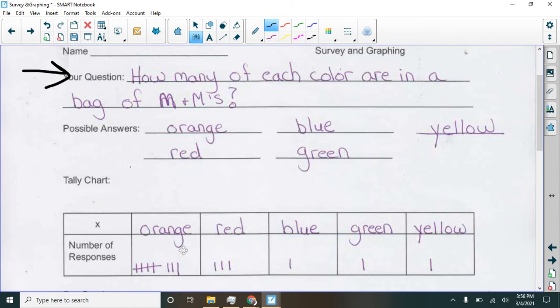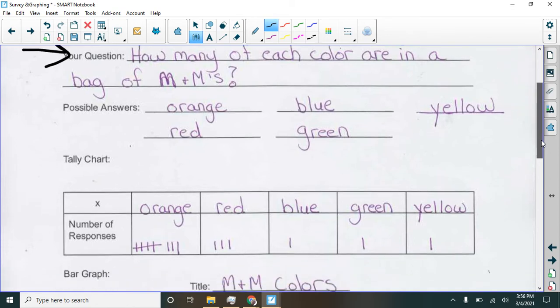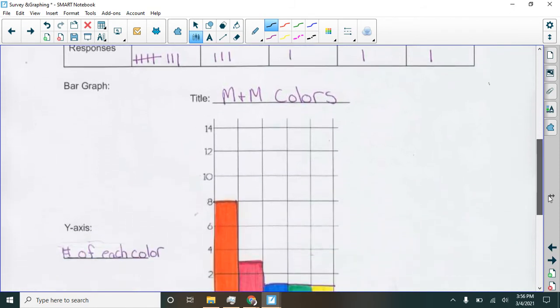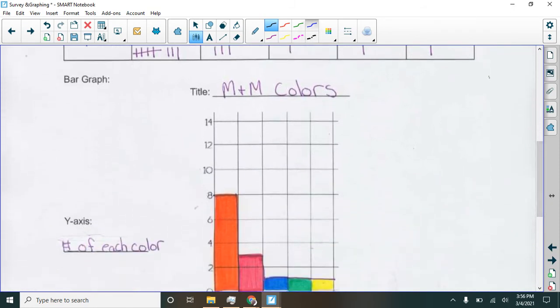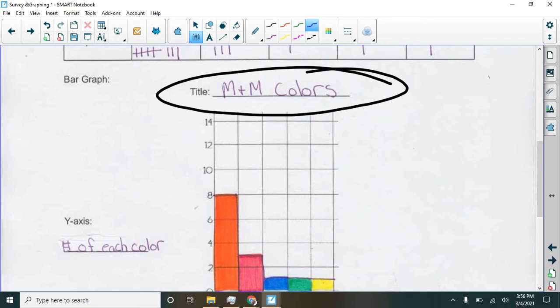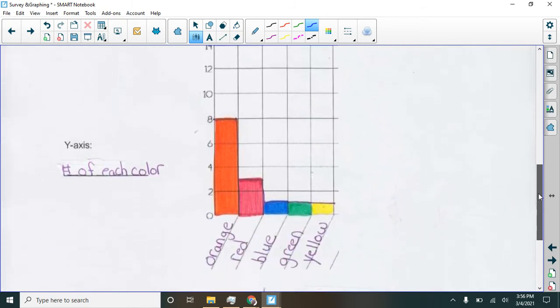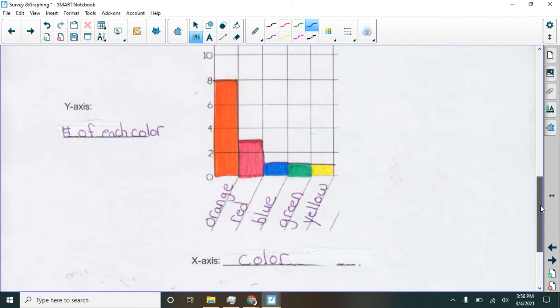We can then take that information and put it into a bar graph. So a title, any graph has to have a title. First word capitalized, last word capitalized, any other important words need to be capitalized. We need to put our choices down here on the bottom. Orange, red, blue, green, yellow. And so what are these? Well, they're colors. This is what we label.